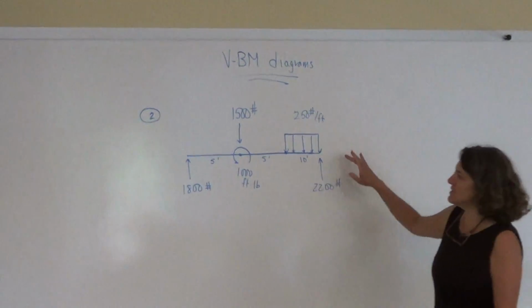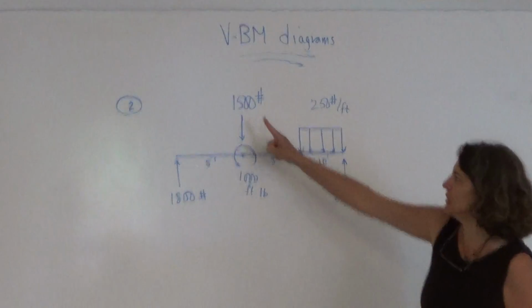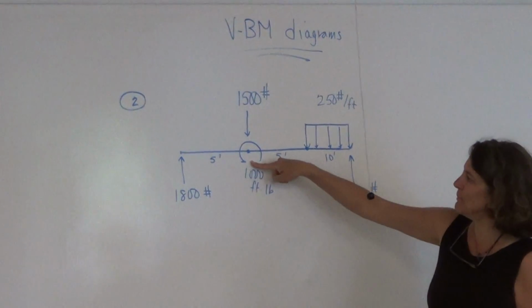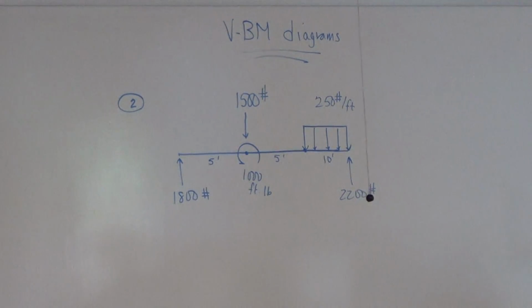So here is the beam. It has a concentrated load here, concentrated load here, concentrated load here. It has a concentrated moment, and it has a distributed load. Remember, I had the beam in class the other day, right? So when we were looking at the beam, what are we trying to do?